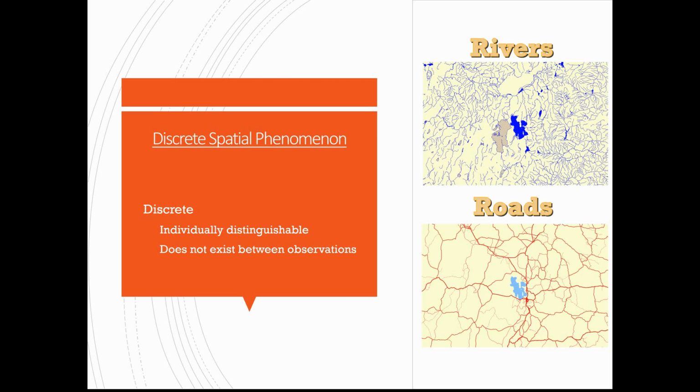A discrete spatial phenomena is anything that exists that is individually distinguishable. It has well-defined boundaries, and it is easy to see where it begins and ends. It does not exist between where we observe it to be. For example, a stream or lake is very easy to tell where they begin and end, and they are easily distinguishable individually on the Earth. The same thing goes for roads. Roads have well-defined boundaries and are each easily distinguishable as individual roads.